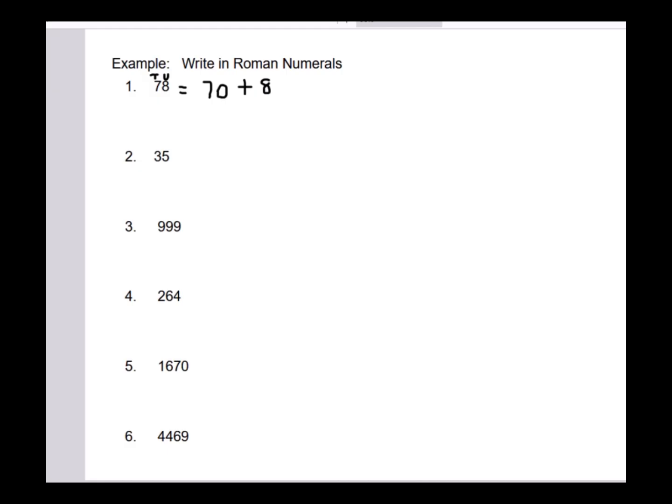Okay, I believe you still remember what 70 is. So 70, that will give us LXX, then plus 8, which is VIII. So we're going to join them together, and that is going to give us the answer, which is going to be LXXVIII.